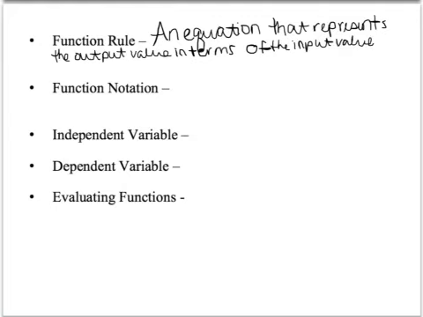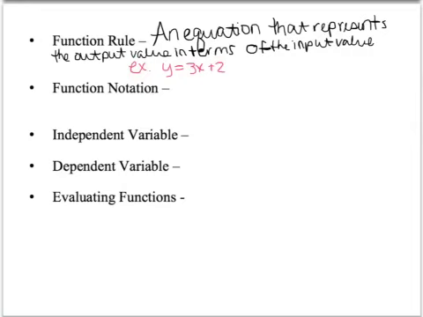Now, without already knowing it, we have done a lot of work already with function rules. A common example is a linear function. When we take a linear function and rewrite it in slope-intercept form, that is a function rule. So an example would look like this: y equals 3x plus 2. Because I took my output value, which is y, and I wrote it in terms of my input, which is x. Okay? Now, function notation is a little different.